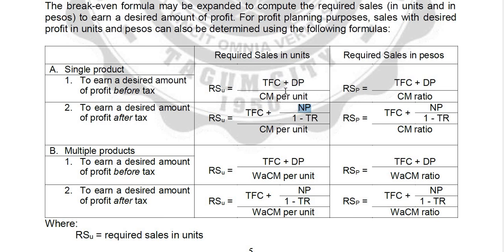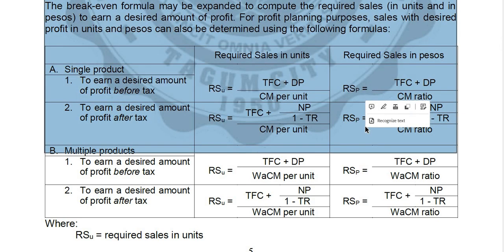So, compute lang natin kung magkano ba dapat yung gross up na value nito by dividing it by 1 minus the tax rate. Okay? So, after that, you divide it by the contribution margin per unit. So, kung required sales in pesos naman, as I've said, yung na-compute mo ditong required sales in units, pwede mo na i-multiply yan with your selling price para ma-compute mo yung required sales in pesos.